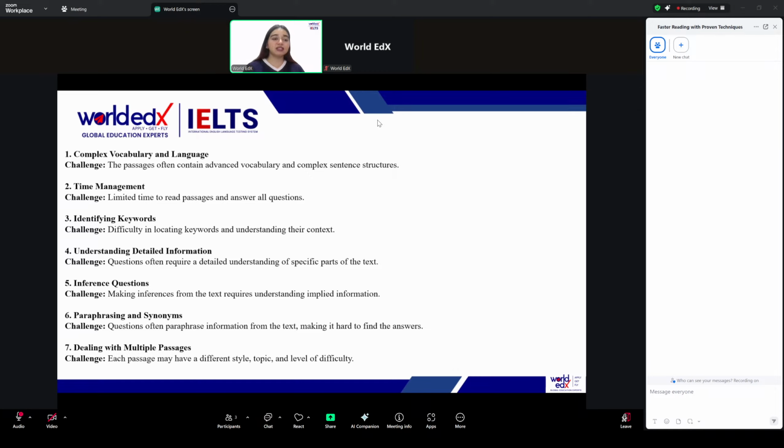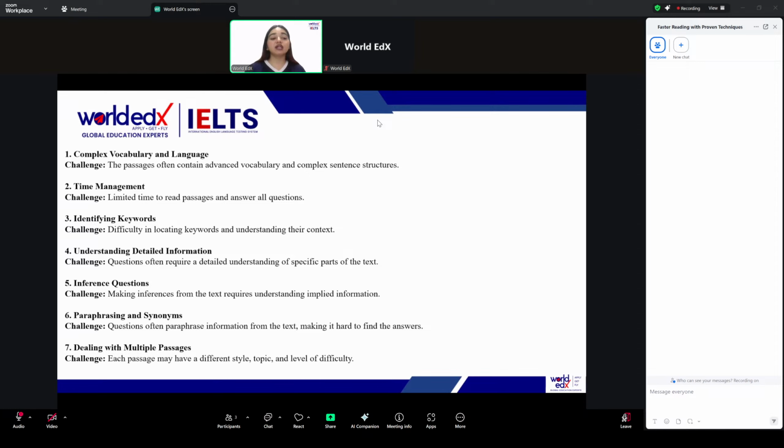The next one is inference questions. Inference is when we try to make an understanding of the question, and a lot of questions will require you to infer what is there. So you will not get the exact word. You will have to understand what the question is trying to ask you, and that you can do only when you know how to infer the questions.